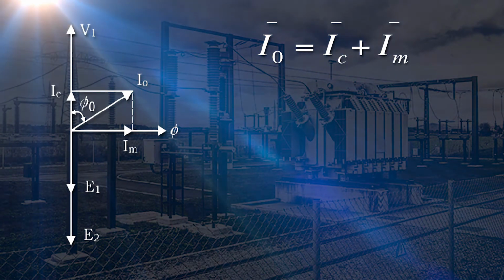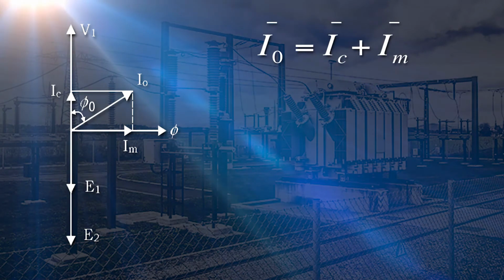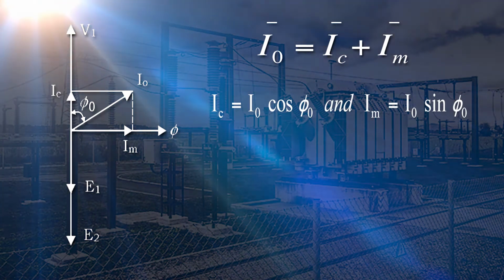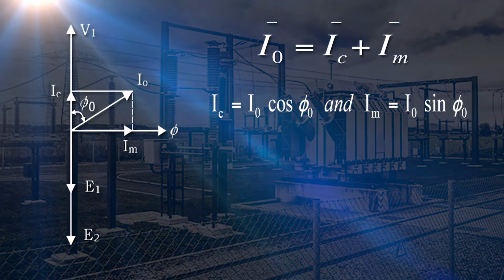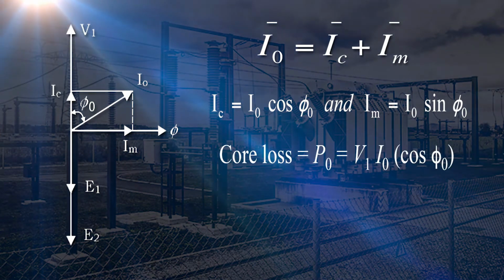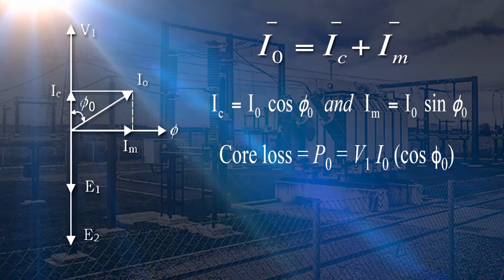I naught is nothing but the vector sum of the currents Ic and Im. So what is the value of this current Ic? You can see in the phasor diagram, this Ic current can be written as I naught cos phi naught, and the magnetizing current Im can be written as I naught sin phi naught. Now you have already calculated the core loss current and magnetizing current. Now we have to find out the value of the core loss. This core loss can be written as P naught, and P naught can be written as V1 into I naught cos phi naught.